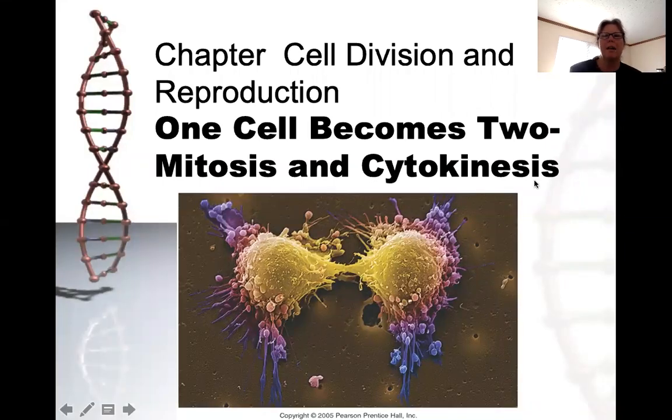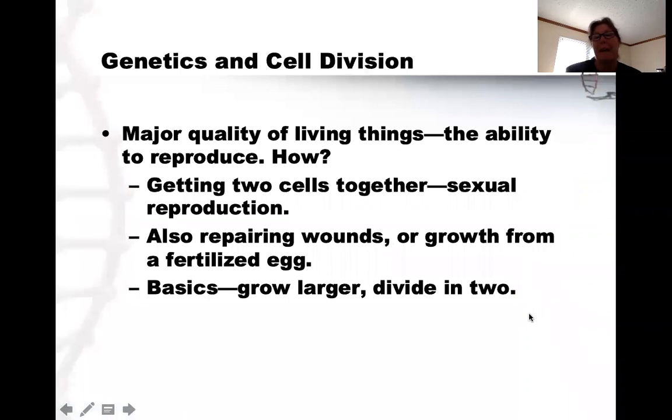All right, good morning. We're going to talk about cell division and reproduction. So we're going to talk about how one cell goes to two cells. We need that in order for reproduction, repairing injuries, growing, some of the basics we're going to go into with cells growing larger and then dividing into two cells.